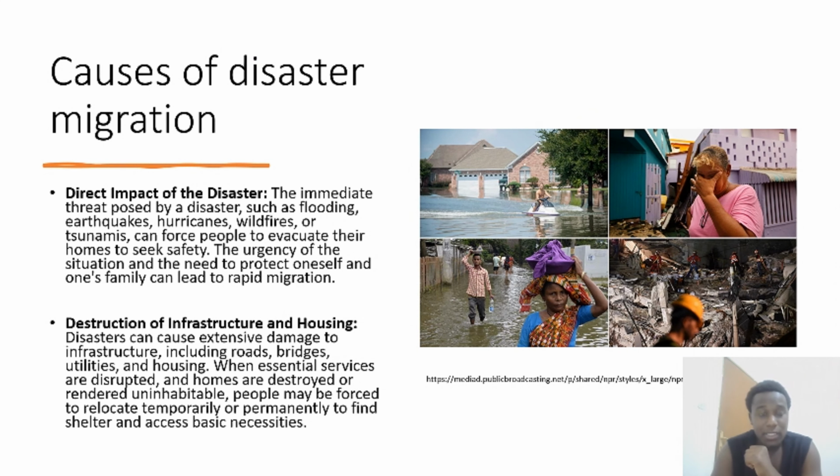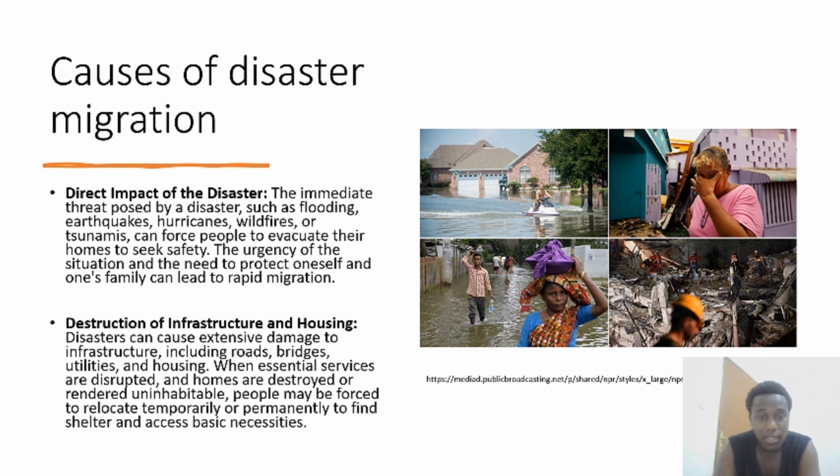Causes of disaster migration. These are the following: direct impact of disasters. The immediate threat posed by disasters such as flooding, earthquake, hurricane, wildfire, or tsunami. To seek safety, the urgency of the situation and the need to protect ourselves and our family can lead to rapid migration. The second cause is the destruction of infrastructure and housing.